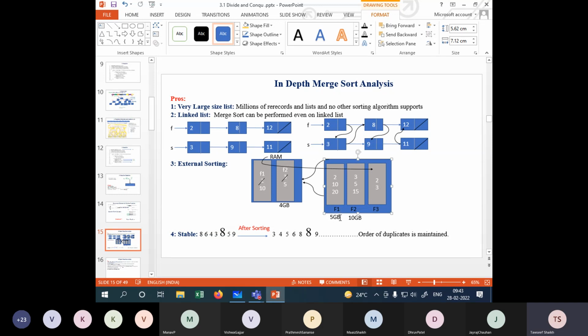Since the file size of F1 is 5 GB, the file size of F2 is 10 GB. So 10 plus 5 will become equal to 15, but the space of our main memory is only 4 GB. So we can't do it here.